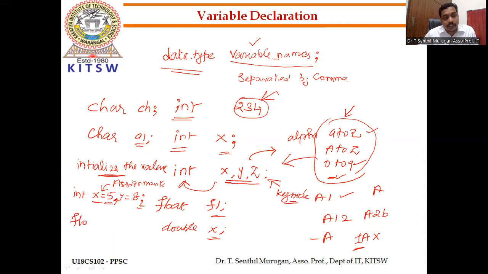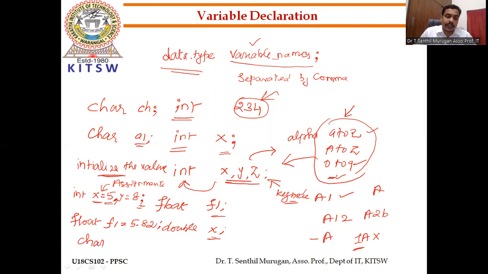How can you declare again? Float. Example f1 equal to, so we know that the point value is 5.82. Like that we can declare. Clear? So this is initialization of the value.